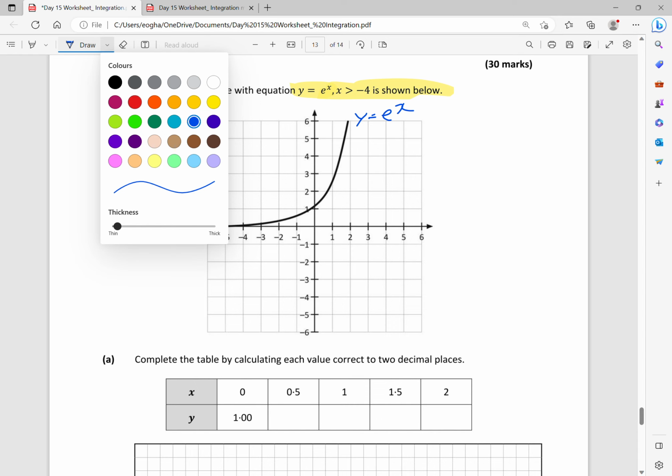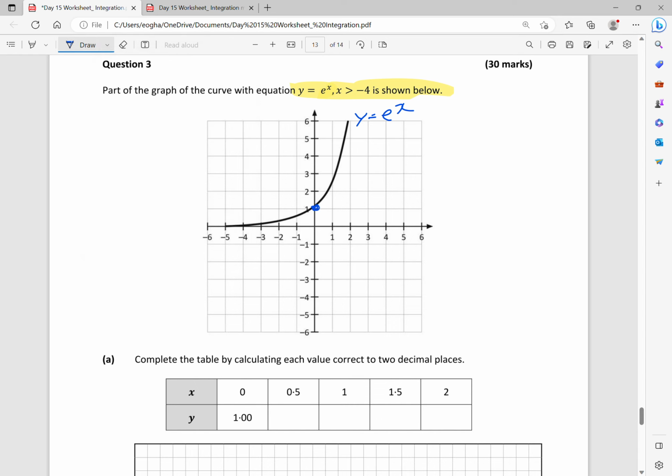Okay, so again, the function is y equals e to the power of x. So we know when x is 0, we'll have y equals e to the power of 0. Anything to the power of 0 is equal to 1, so we get the point 0, 1. When x is 0.5, y will be 1.65. When x is equal to 1, y will be 2.72. When x is equal to 1.5, y will be equal to 4.48. And when x is equal to 2, y would be equal to 7.39.